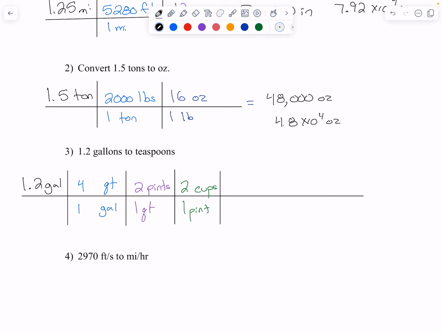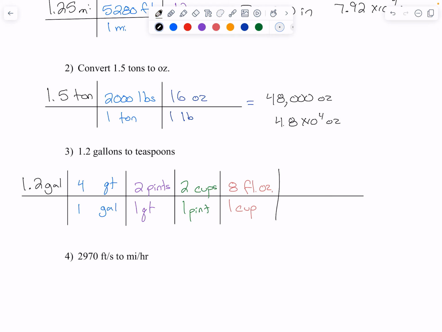After cups, let's go to ounces. 1 cup is 8 fluid ounces, which is different than the ounces here, right? Those ounces are weight. These ounces are volume, which is fun.